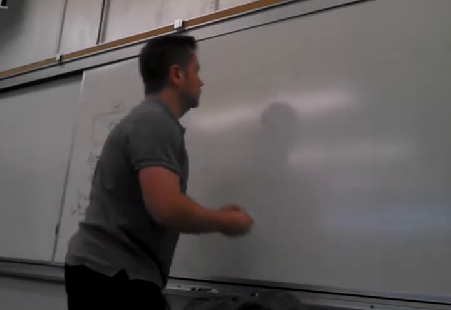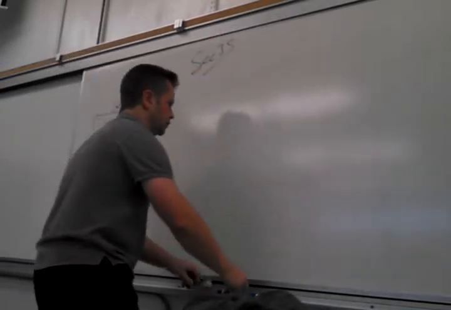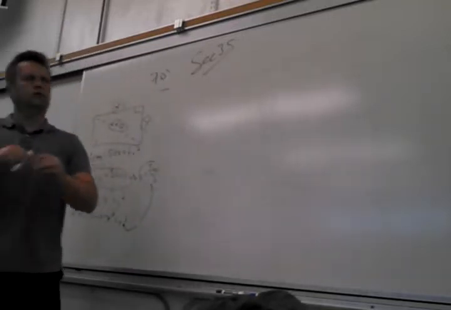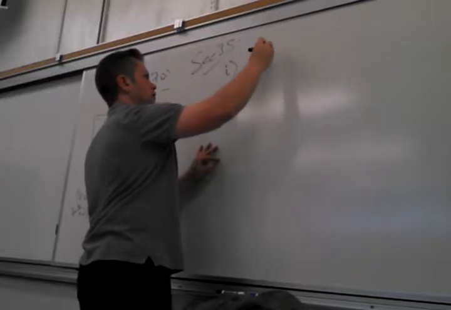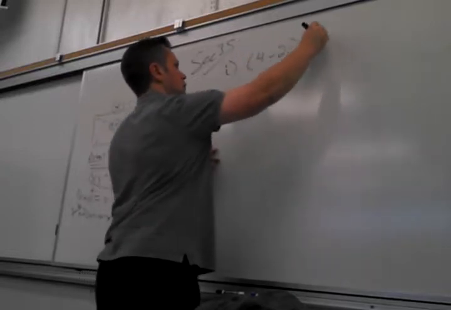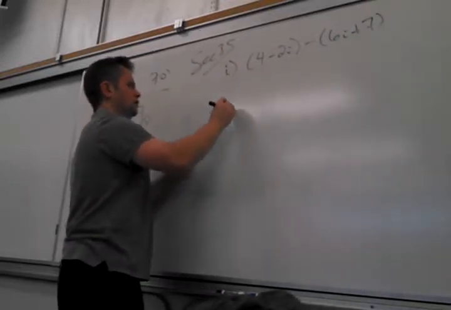One last thing from section 3.5. That was a section all about complex numbers. So a little review. Help me out here. Do these two problems real quick. Simplify these.